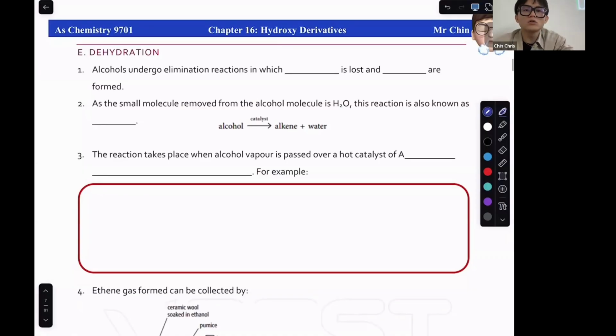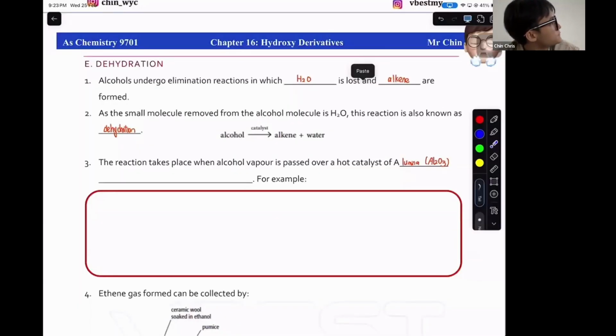Bro, my screen froze again. Give me a second. I can see now. Guys, copy first.